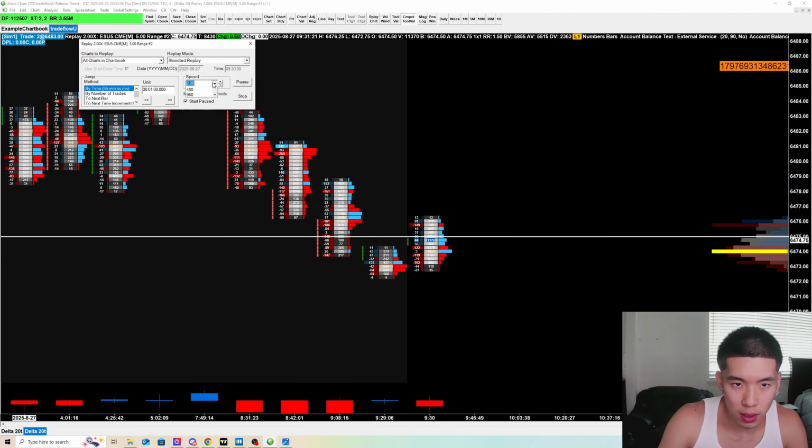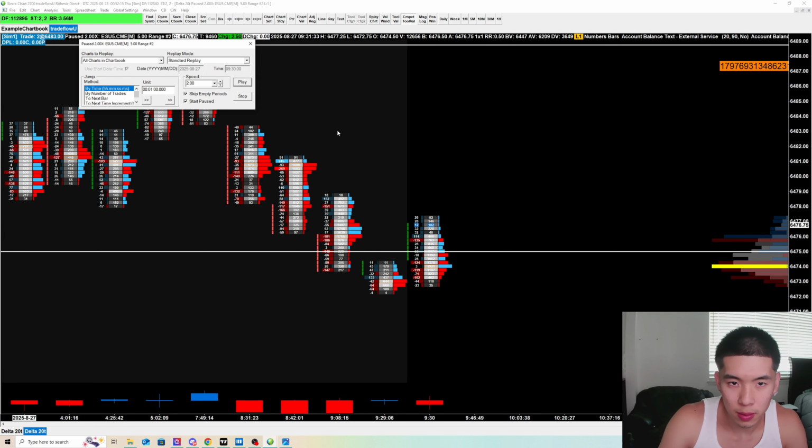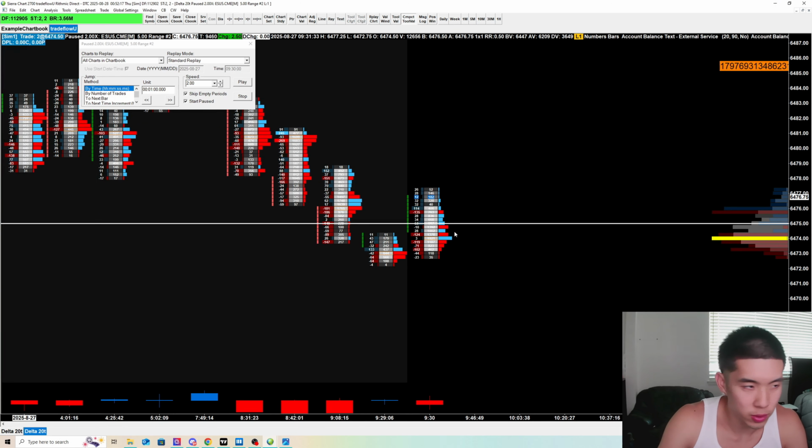So let me speed this up a little bit. Actually, I'll just leave it here. So you can see, let me pause it. You can see there was a ton of selling volume just now, yet the market failed to move lower. Then on top of that, you see that this strong buying volume stepped in and it pushed price all the way up.